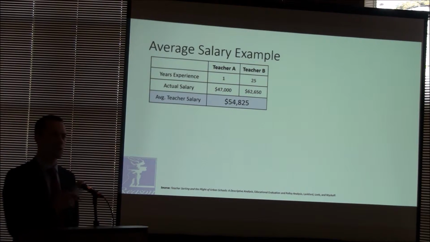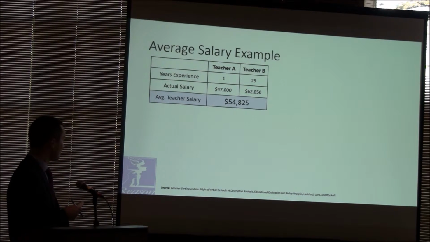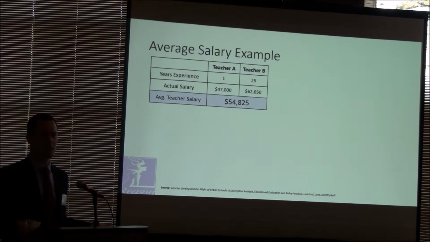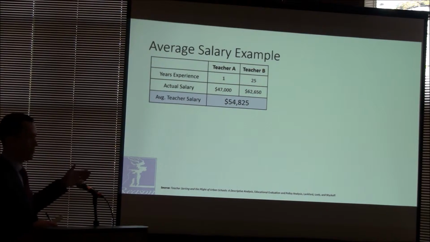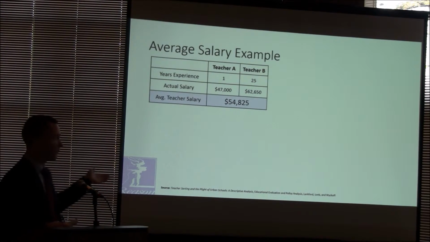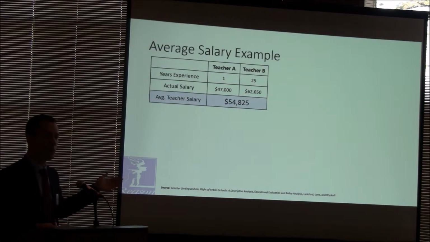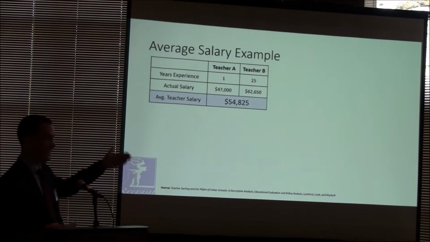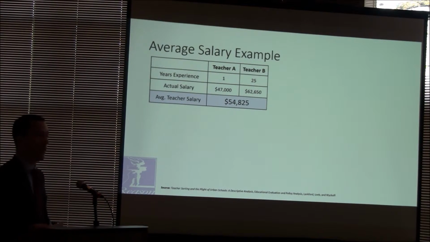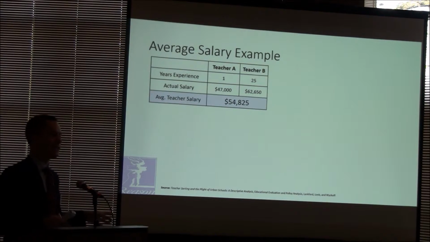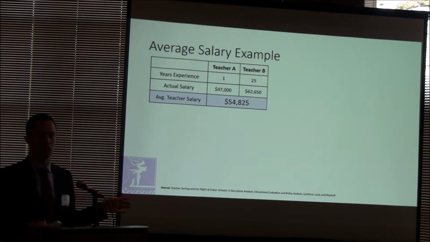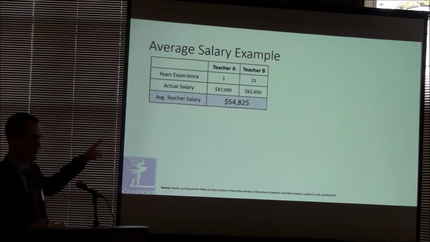So this is traditional budgeting right here. So let's just say we have 2 teachers in a district, teacher A, teacher B. Teacher A has 1 year of experience, makes $47,000 based on the salary schedule. Teacher B has 25 years worth of experience, makes considerably more than teacher A, but the average teacher salary for that district is $54,825 because there's only 2 teachers.